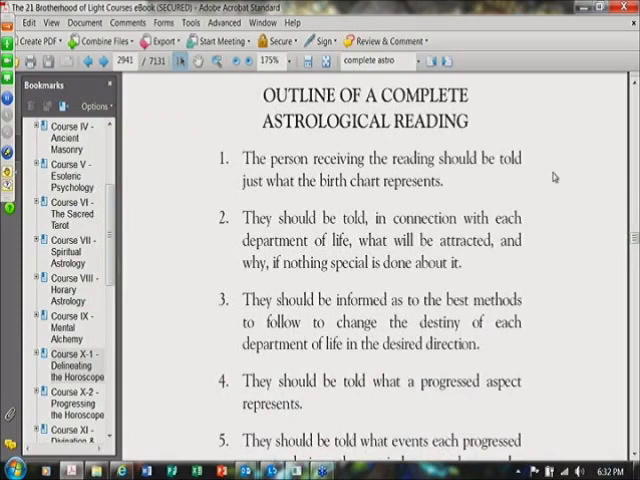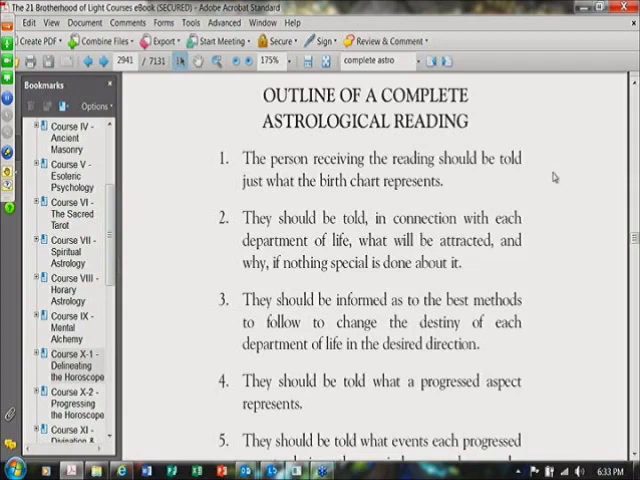1. The person receiving the reading should be told just what the birth chart represents. 2. They should be told in connection with each department of life what will be attracted and why, if nothing special is done about it. 3. They should be informed as to the best methods to follow to change the destiny of each department of life in the desired direction.